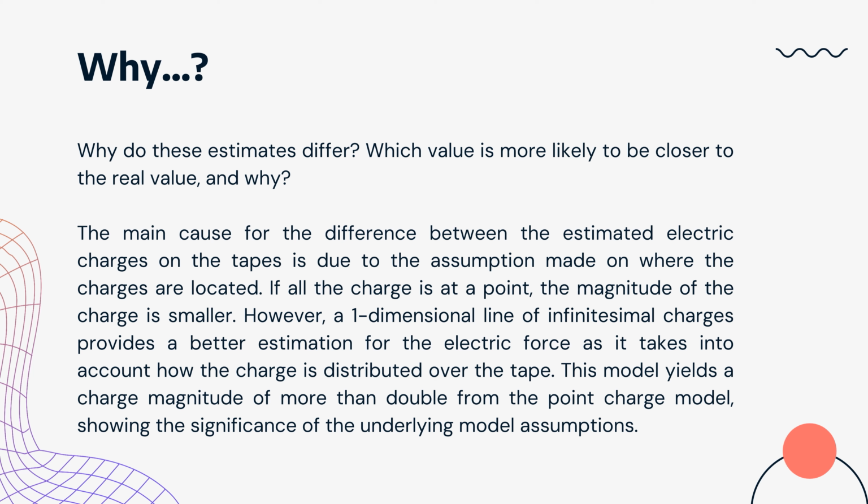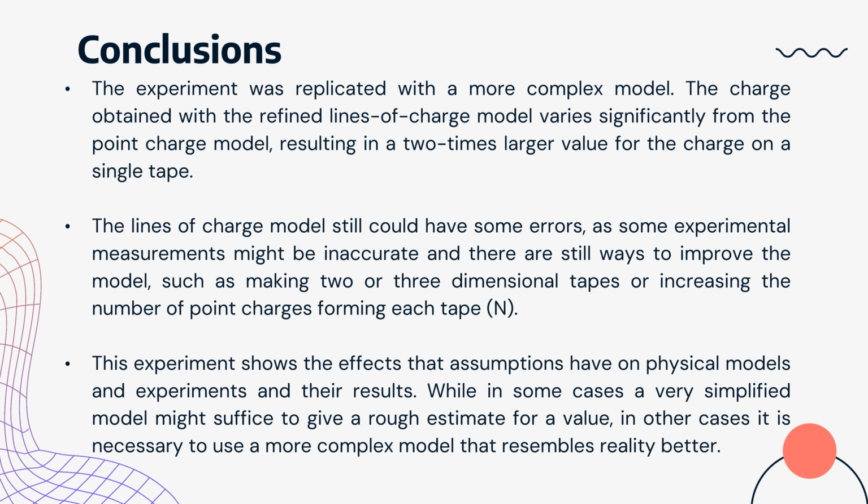This model yields a charge magnitude more than double that of the point charge model, showing the significance of the underlying model assumption. The hanging tape experiment was replicated with a more complex model. The charge obtained with the refined line of charges model varies significantly from the point charge model, resulting in a 2 times larger value for the charge on a single tape.